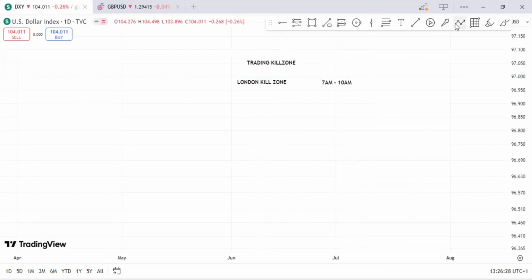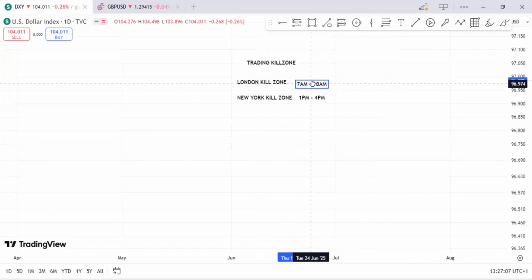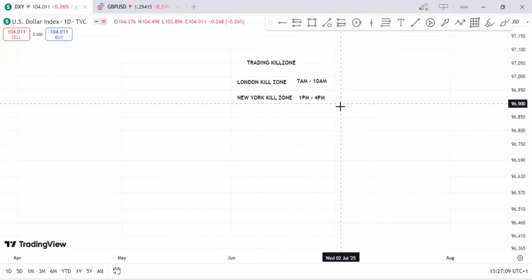Now the second Q zone we have is the New York Q zone. The New York Q zone starts between 1 p.m. Nigerian time to 4 p.m. Nigerian time. Some people still argue that you could extend it to 5, but I would suggest that you go with 1 p.m. to 4 p.m. So that's to tell you that if you are not within this time, you are not supposed to be trading.